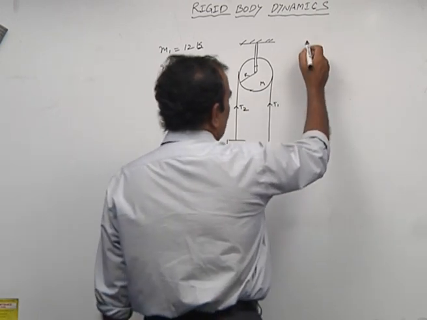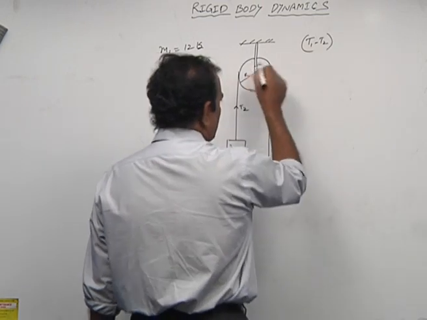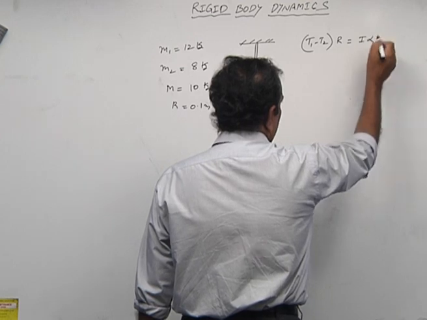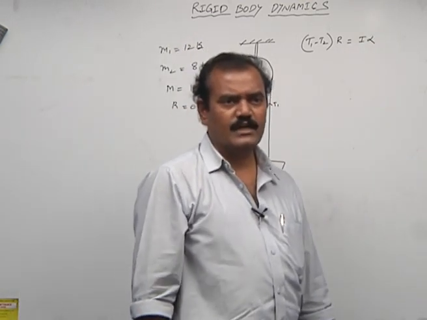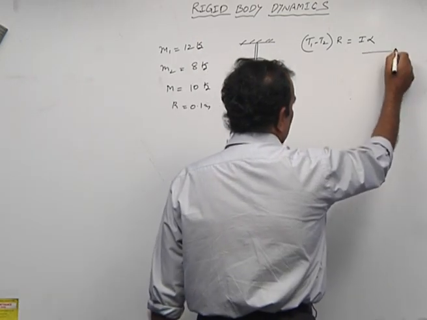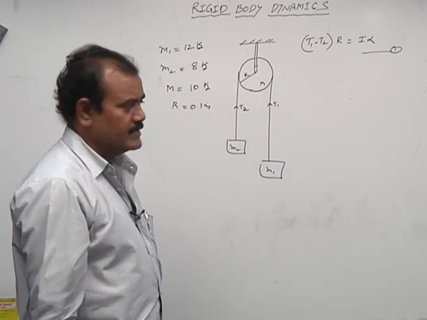Now T1 minus T2 is the force which causes the rotation of this pulley, that is, (T1 minus T2) into R is equal to I alpha. This is the formula here. (T1 minus T2) into R is equal to I alpha. This is the basic equation to find out the accelerations or whatever it may be, and the tensions developed in the string.